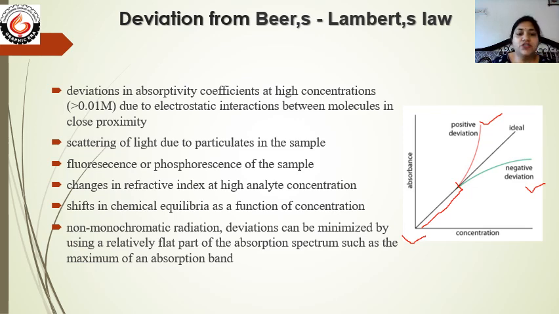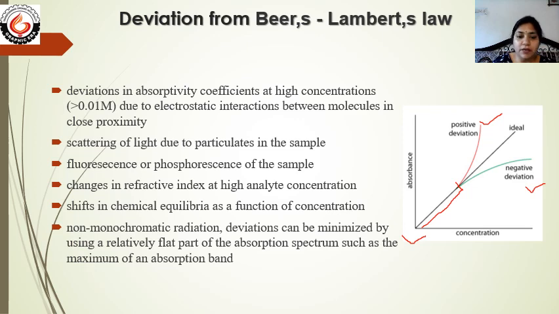Next is change in refractive index at high analyte concentration. When the concentration of solute increases, obviously the refractive index of the solution changes. Like water is having different refractive index and sugar solution is having different refractive index. So obviously at high analyte concentration, due to change in refractive index, that solution does not obey the Beer-Lambert's law.